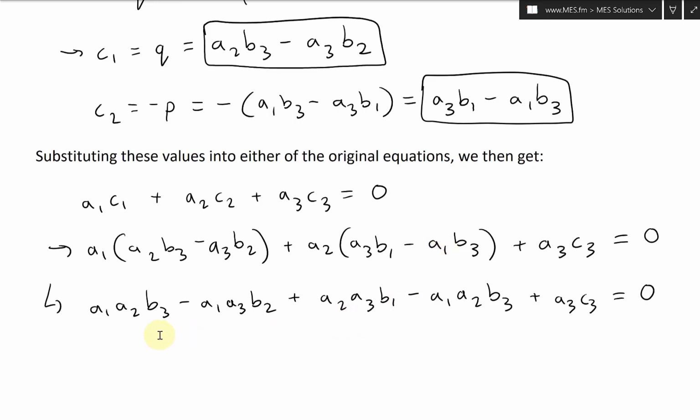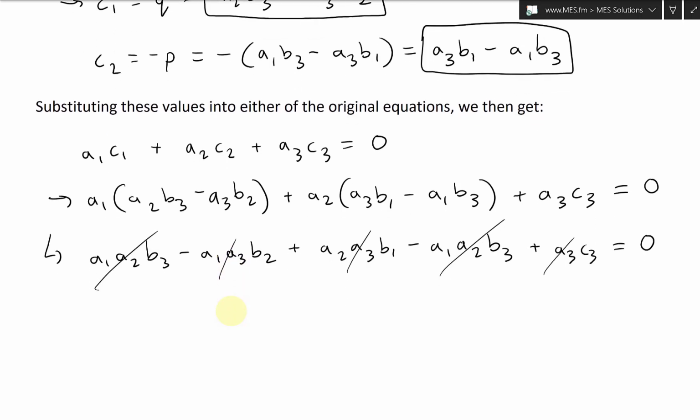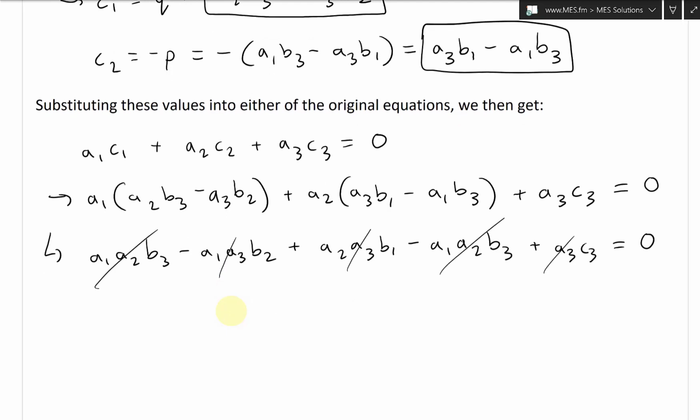So let's see if we could cancel some stuff out. Well, we have A1, A2, B3 and A1, A2, B3. This cancels. So we canceled those, and now we could see here every single remaining term has an A3. So that means we can divide out everything by A3. In other words, we could just cancel the A3, cancel the A3, cancel the A3. So we could divide that whole thing out by A3.